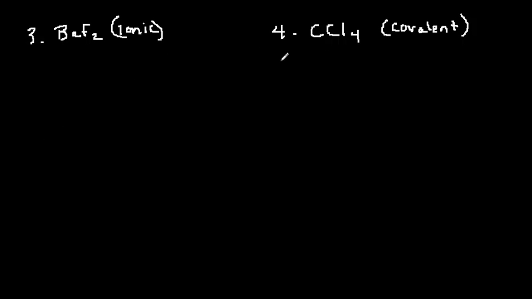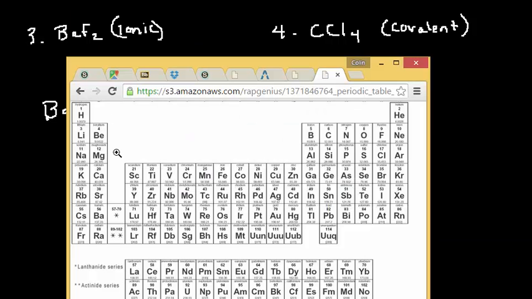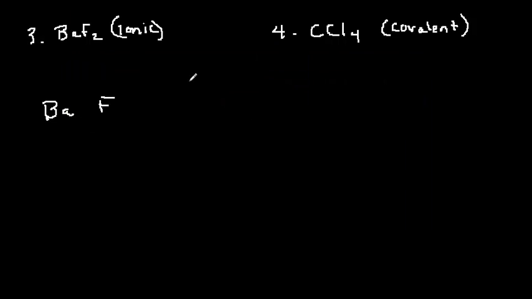All right, so again, I'm going to do these next to each other so we can keep getting into our heads that idea that ionic, we're going to transfer electrons, covalent, we will share. So for this one, I'm going to put barium and fluorine. I need to know how many valence electrons we have. Barium's got 2 because it's in the second group. Fluorine's got 7.